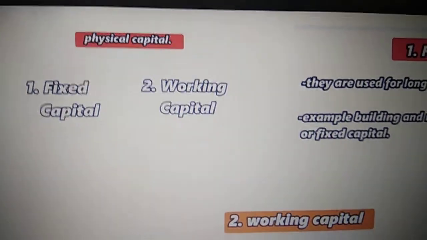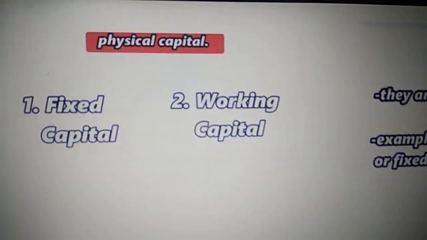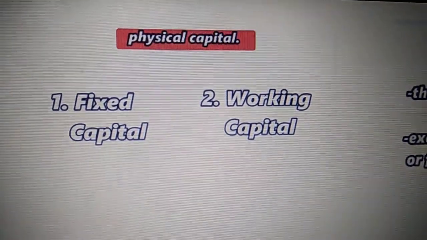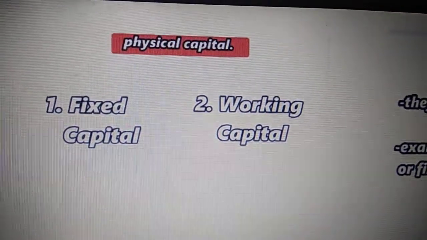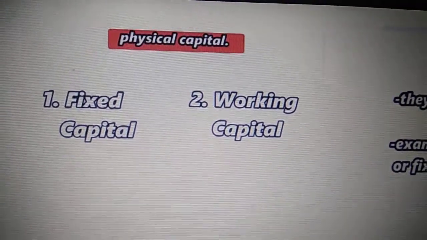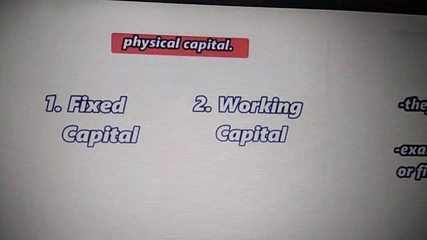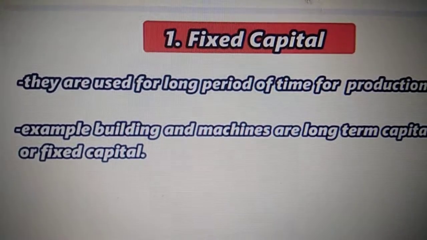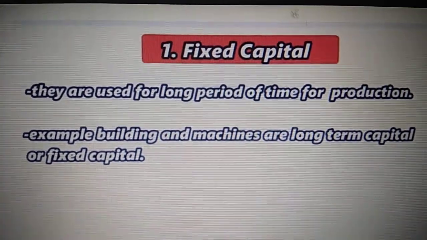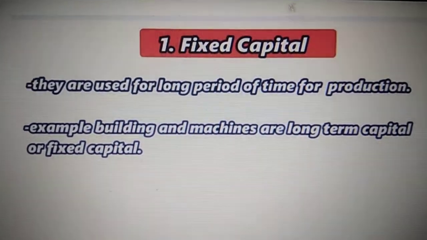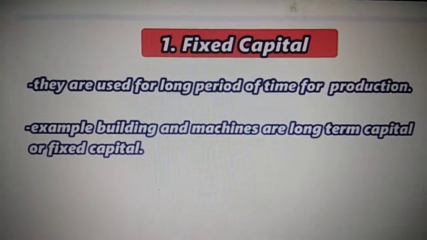Okay children, the next factor is physical capital. That means we require money to set up or produce anything, and there are two types of physical capital. One is called fixed physical capital and one is called working capital. Now what is fixed and what is working capital? Now let us look into it. First, fixed capital is used for a long period of time for production. That means if we have to set up a factory, what are the fixed things we require? We require a building, we require machinery.